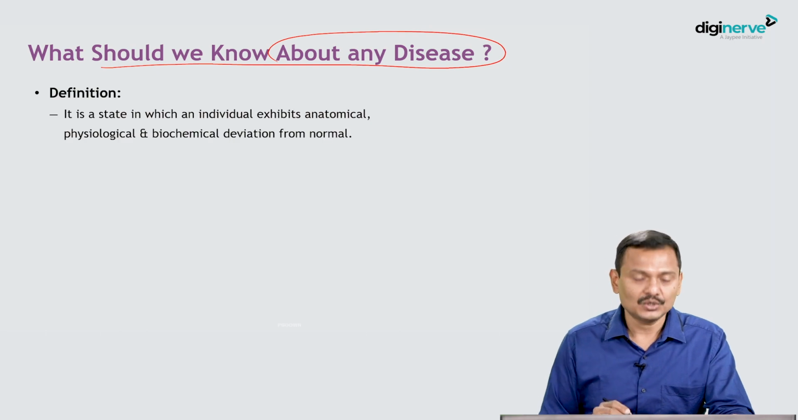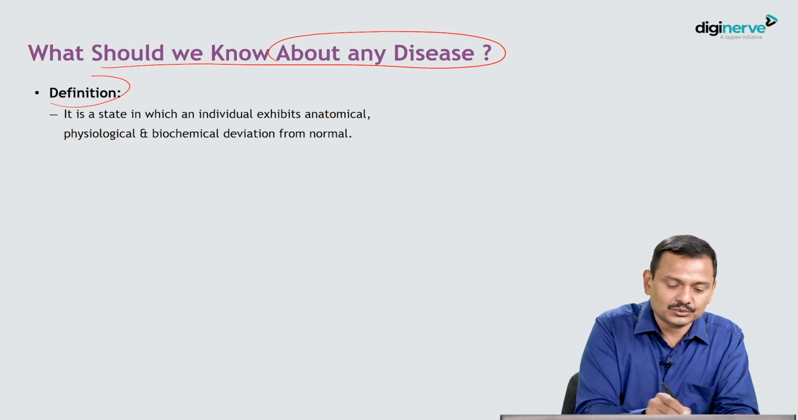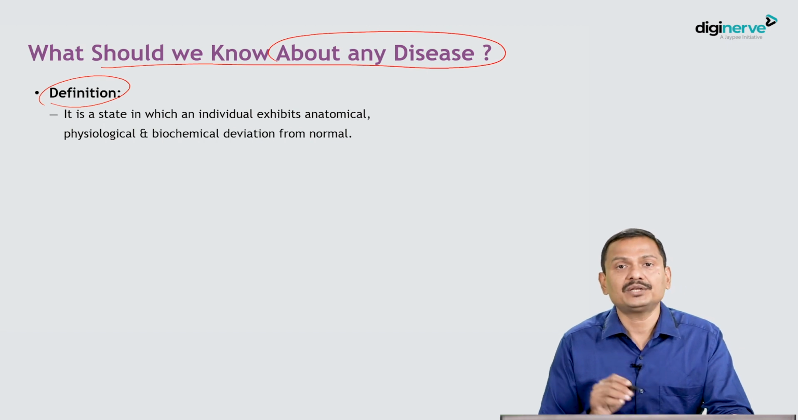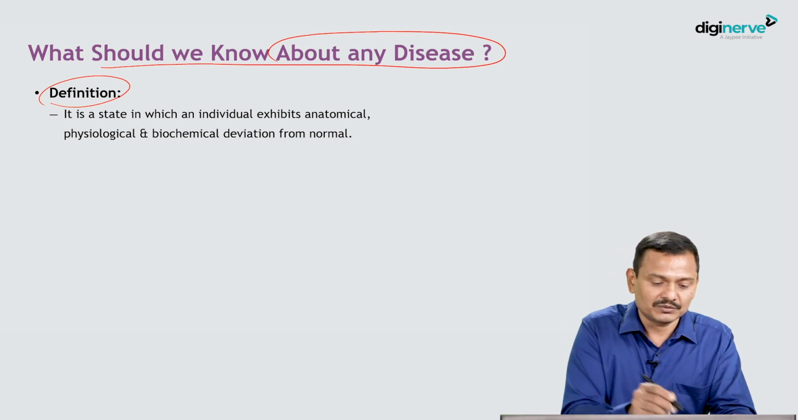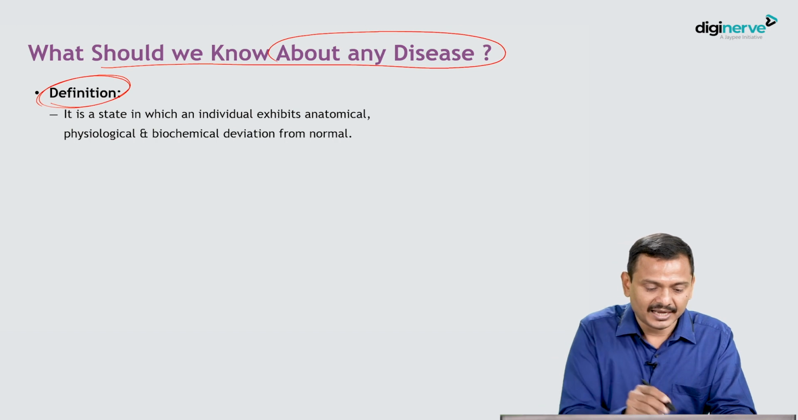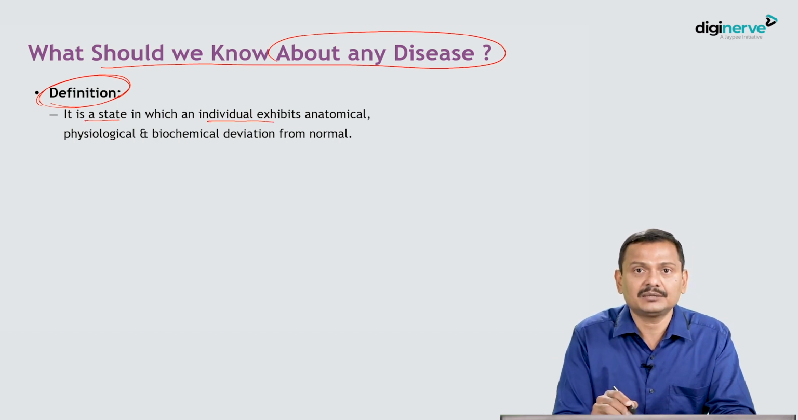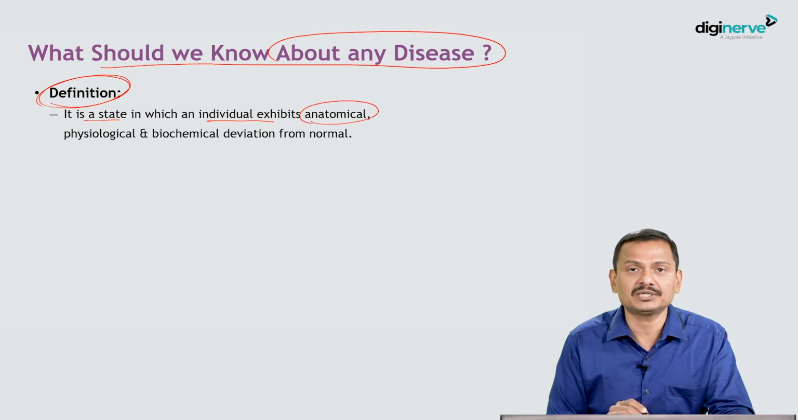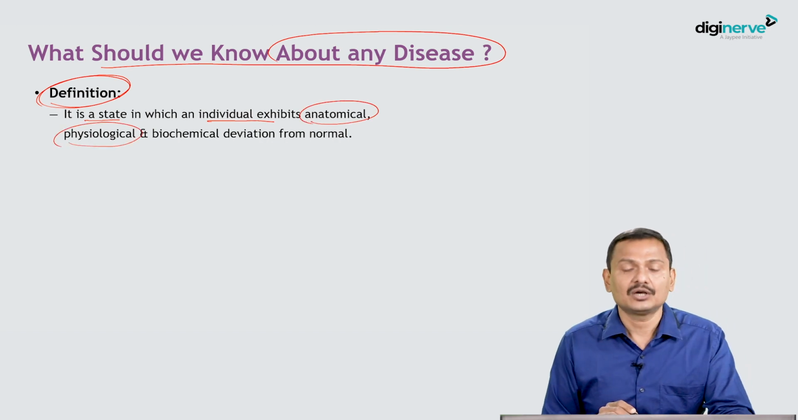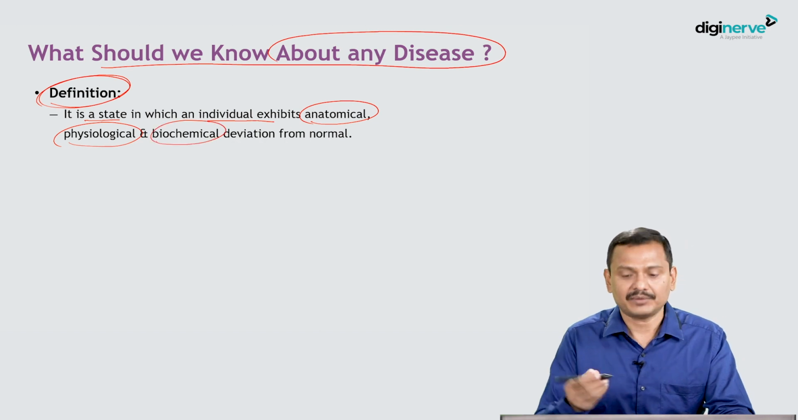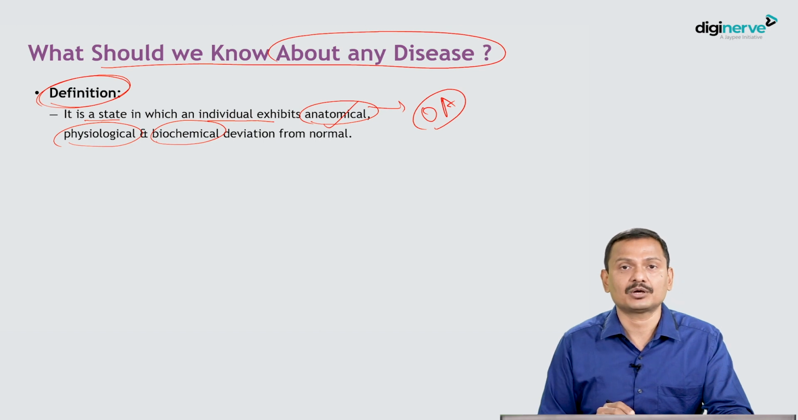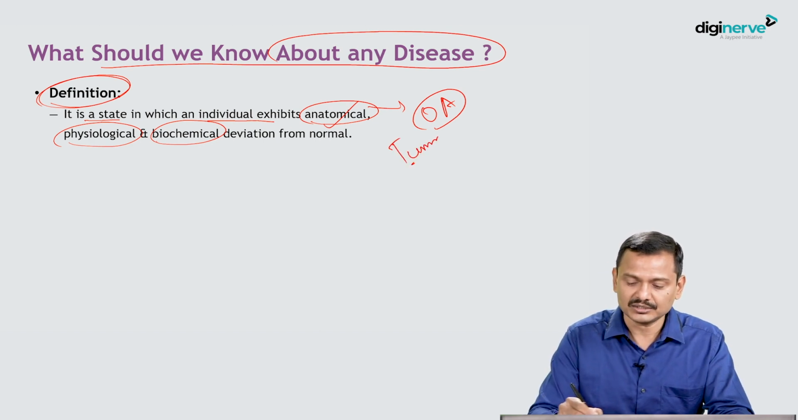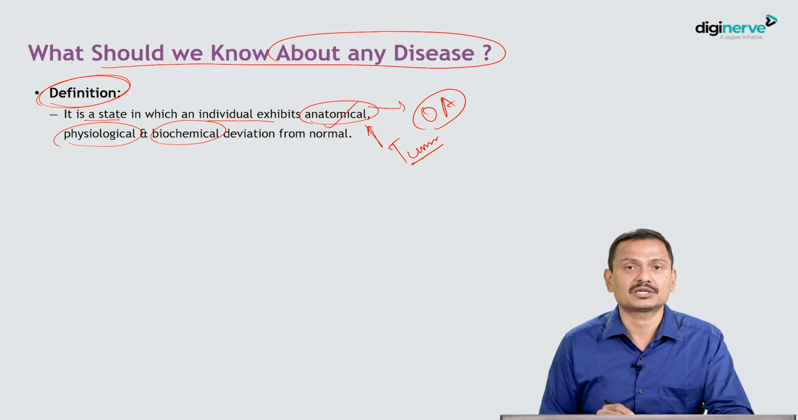So what we need to know when we study any disease: first we try to know the definition of the disease. When you read the textbook of pathology, in the first part of the disease you will find the definition of the disease, and it is a state in which the individual, meaning the person, exhibits either anatomical, physiological, or biochemical deviation. Now anatomical: suppose somebody has osteoarthritis, is not able to move around, is not able to climb steps, so that is an anatomical problem. Or somebody has a tumor in the knee joint or close to the knee joint, that is an anatomical problem.